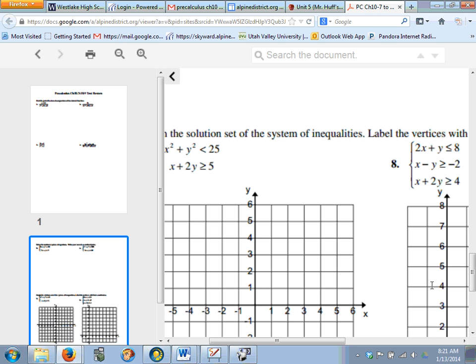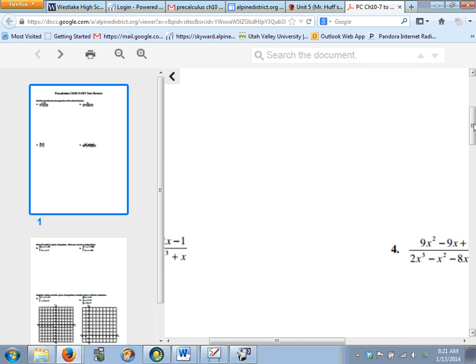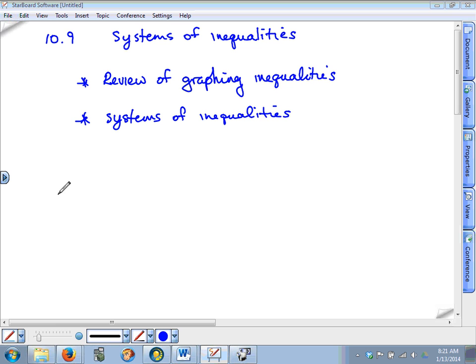So the first one was just like the first 4. These questions 1 through 4 are like those 2 questions right there. The test is on Wednesday. Anyway.